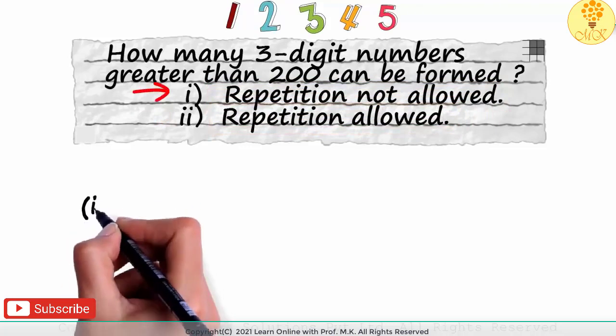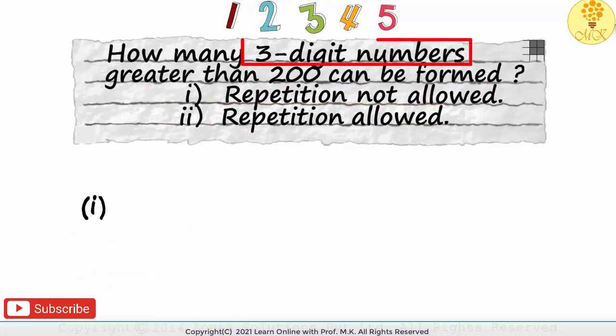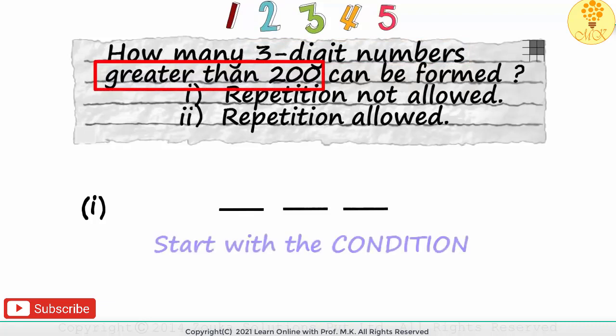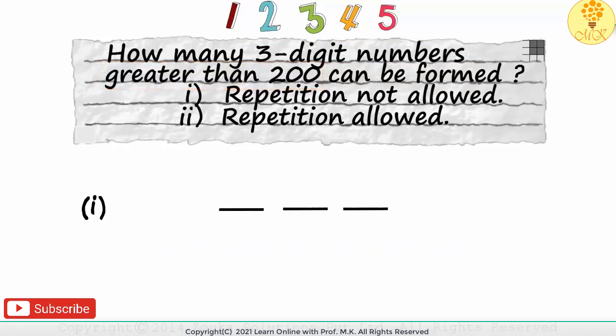Let's understand the first case. We have to form 3-digit numbers, so we make 3 slots for each of the digits. Read the question again. Do we have a condition here? Yes, the condition is that the 3-digit number must be greater than 200. And we have seen before that if we have a condition, we always start with it. It means we start with the hundreds place.